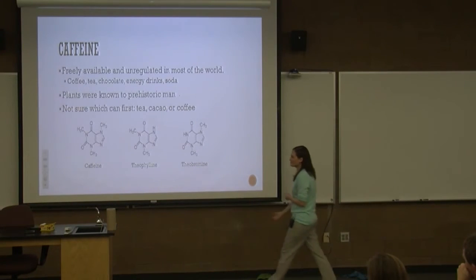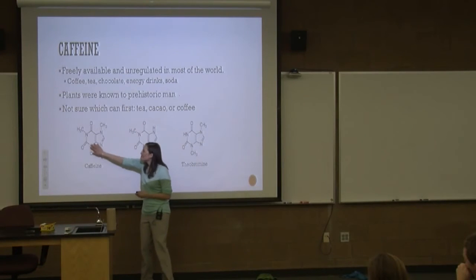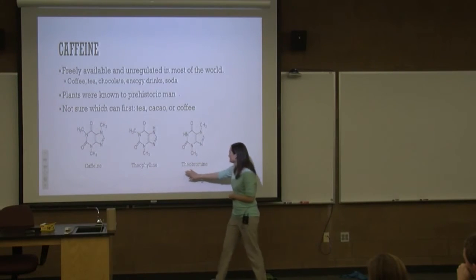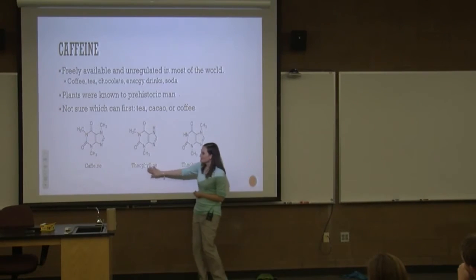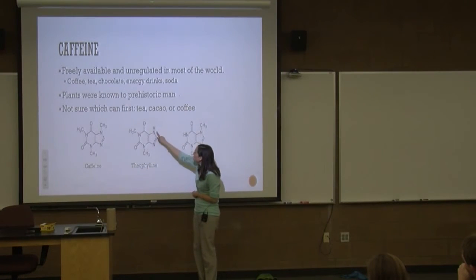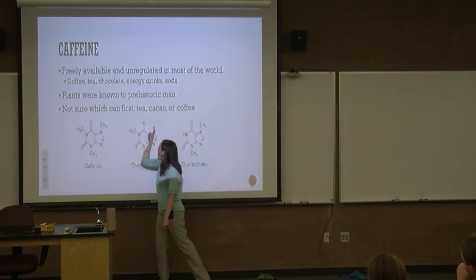And so here's the structure of caffeine. Has a few more nitrogens than some of the other things. And we have some related alkaloids, theophylline and theobromine. This one is found more predominantly in tea. And notice it's different only here. Once again, a carbon and 2 hydrogens.